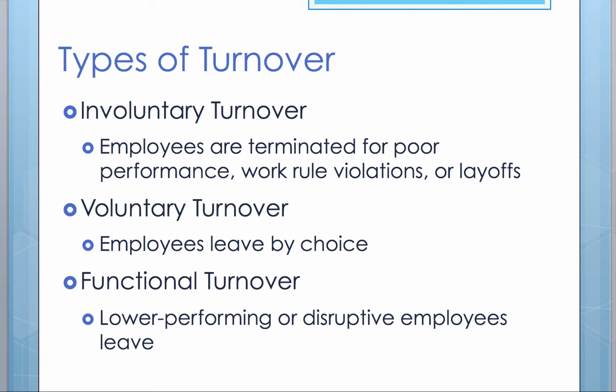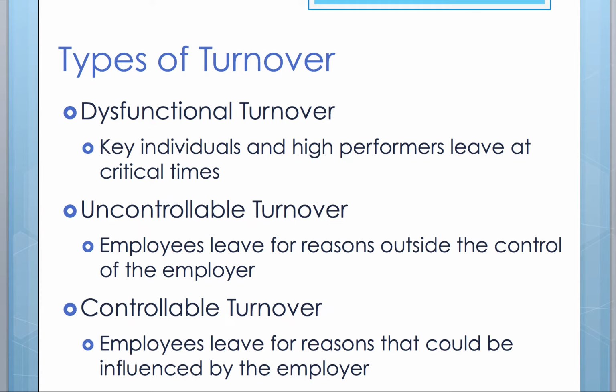We have different types of turnover. Involuntary is because they were laid off, they violated a work rule, they were a low performer, they were fired. Voluntary, they quit. Functional is when you have a disruptive employee or a lower performing employee that leaves. Dysfunctional, this is when you have a high performer or a key individual, that could be a CEO, when they leave at critical times. Those are dysfunctional because they cause chaos, because they're not quickly replaceable.